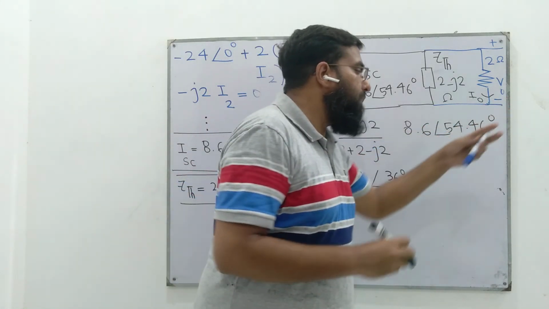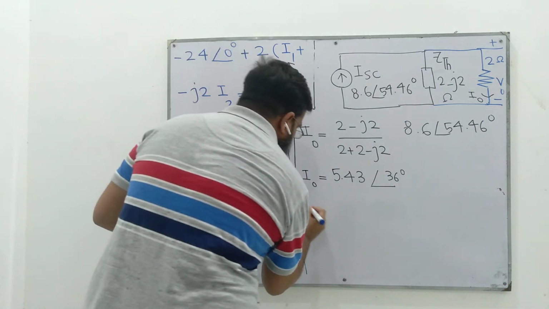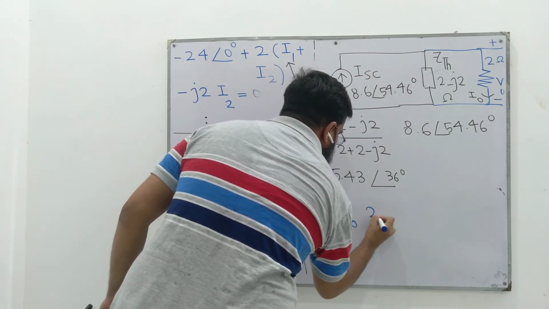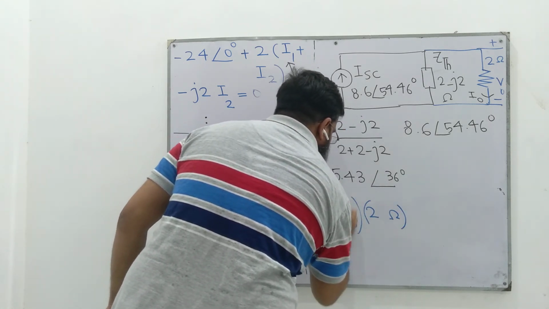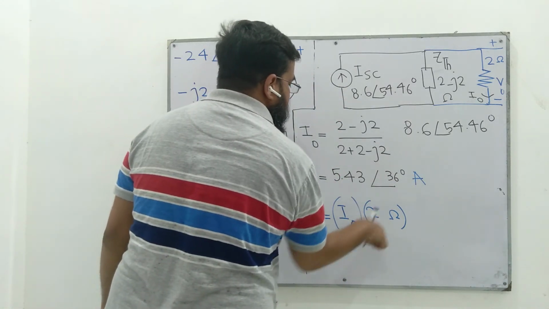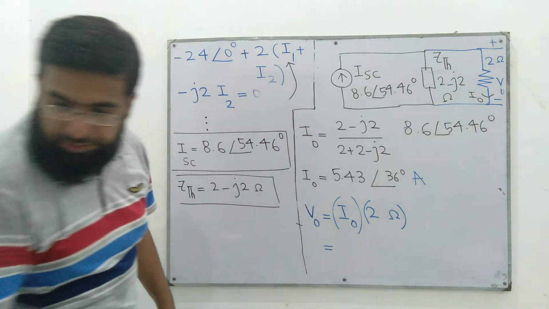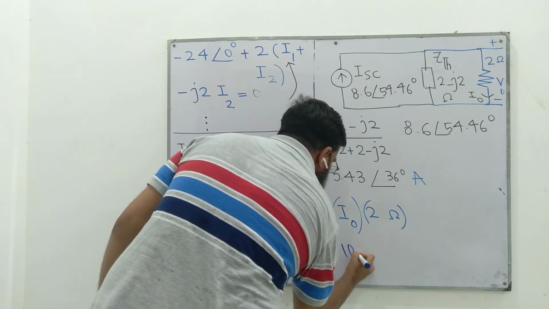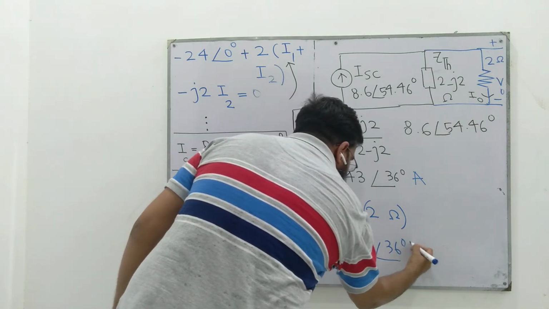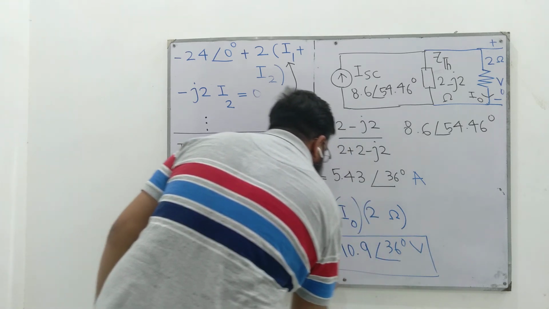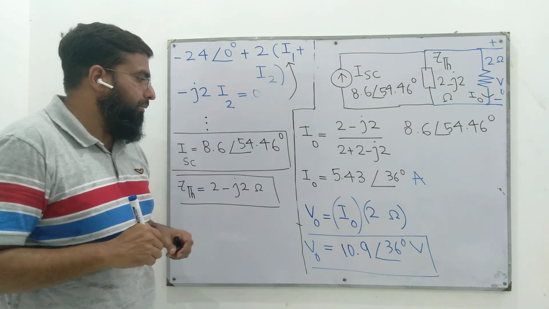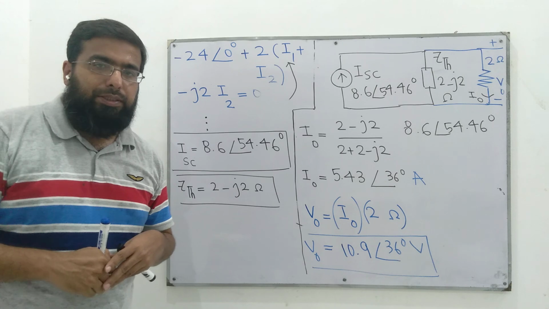Finding V out now is simple. Let's apply Ohm's law. V out is I out times 2 ohms. So V out is this times 2, which gives us V out equal to 10.9 at an angle of 36 degrees. So this is the same answer we computed when we applied Thevenin's theorem on this circuit in our last lecture. We'll continue dealing with AC circuits in our upcoming lecture.